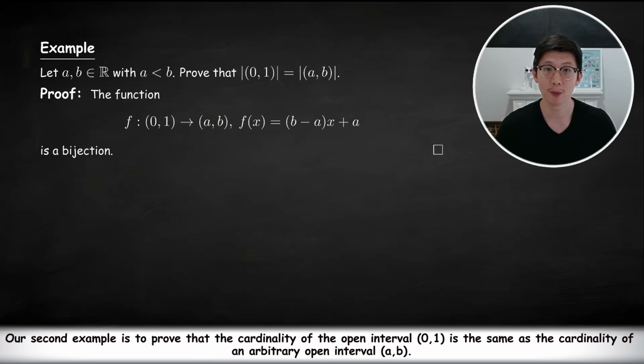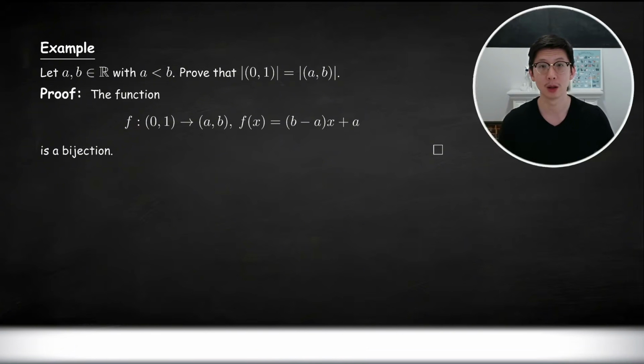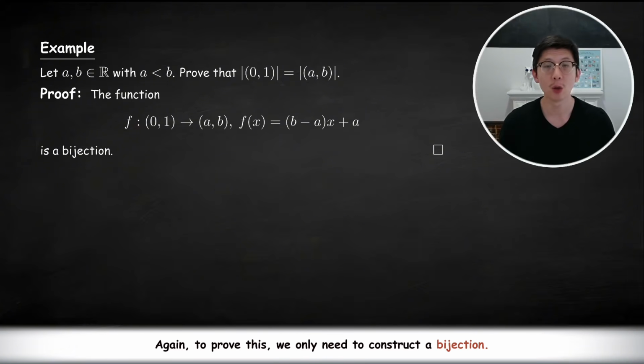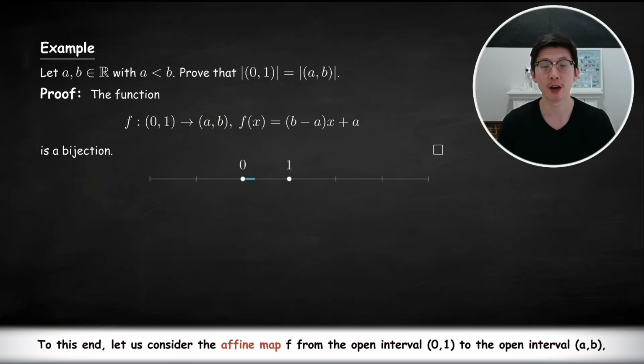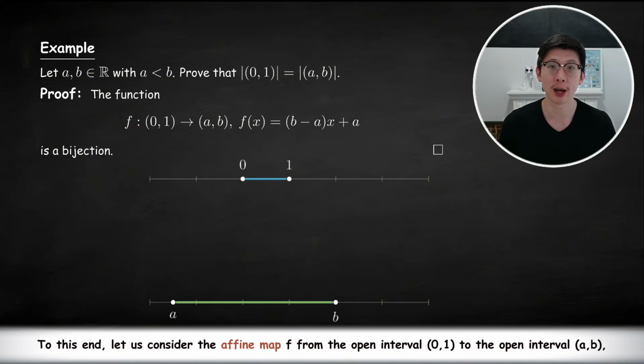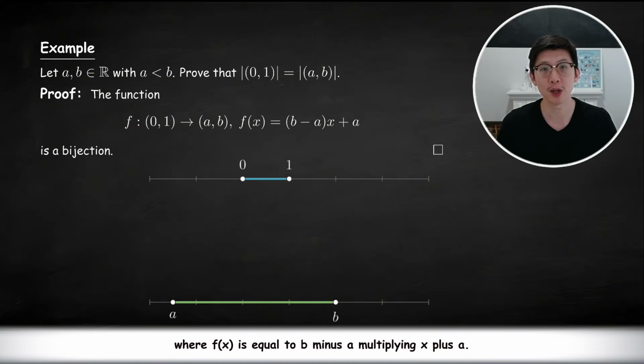Our second example is to prove that the cardinality of the open interval (0, 1) is the same as the cardinality of an arbitrary open interval (a, b). Again, to prove this, we only need to construct a bijection. To this end, let us consider the affine map f from the open interval (0, 1) to the open interval (a, b), where f(x) is equal to (b minus a) multiplying x plus a.